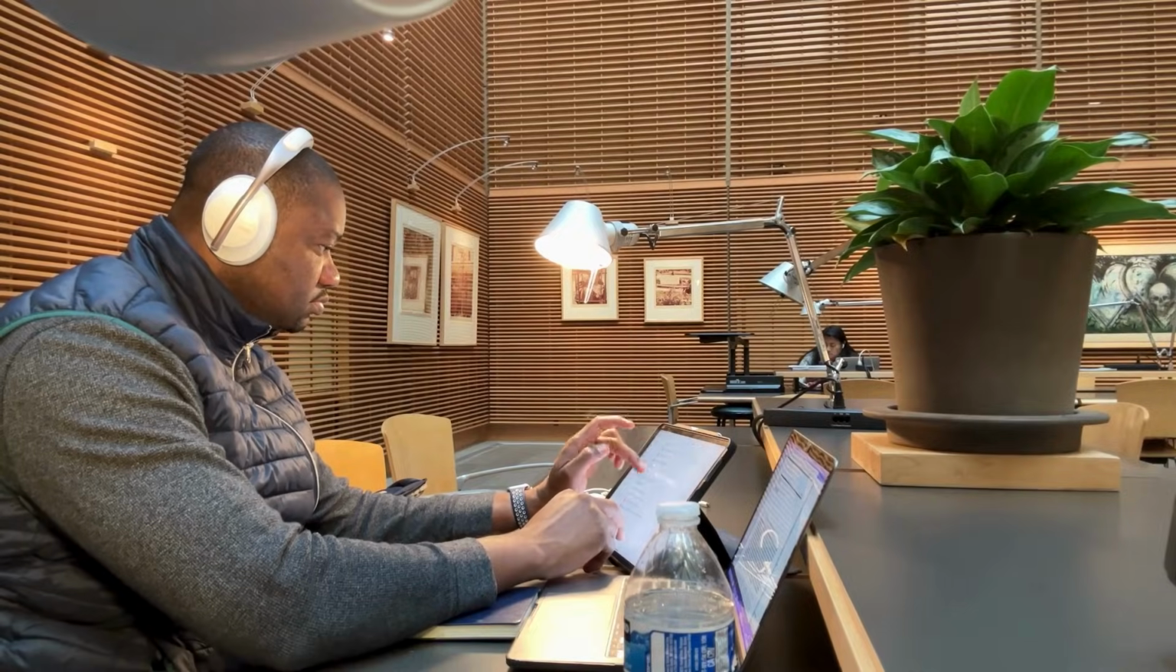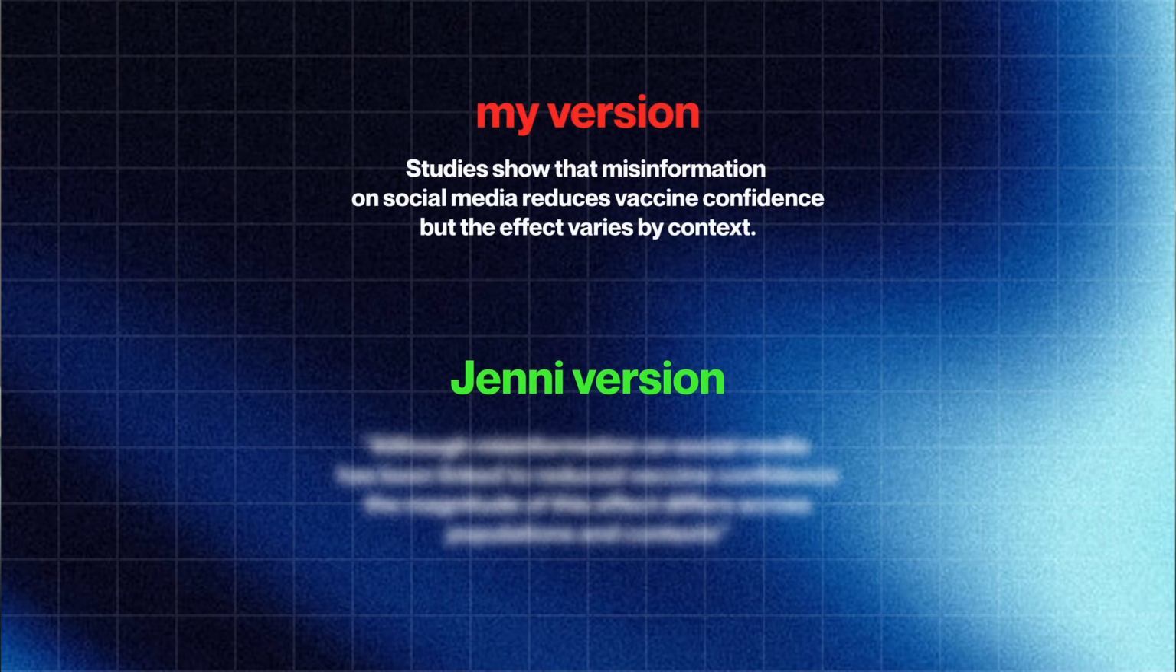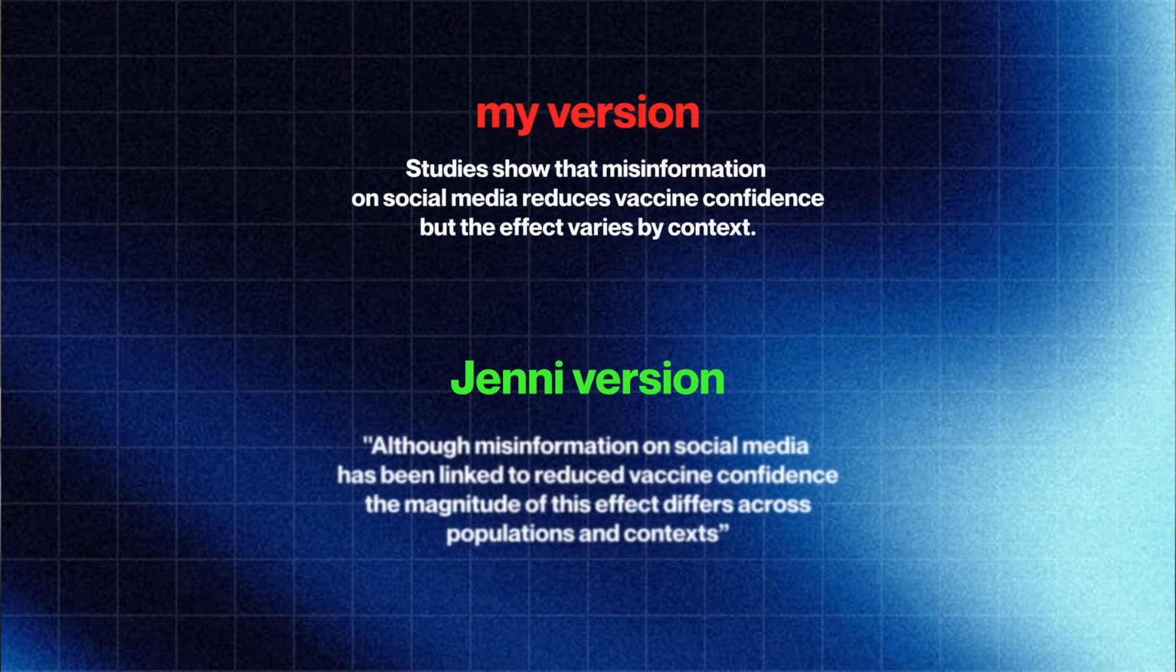For instance, I might write something like, studies show that misinformation on social media reduces vaccine confidence, but the effect varies by context. Gen AI can rewrite it as, although misinformation on social media has been linked to reduced vaccine confidence, the magnitude of this effect differs across populations and contexts. The meaning stays the same, but the rhythm, tone, and cohesion improve. This process helps me maintain my voice while saving time polishing each paragraph.